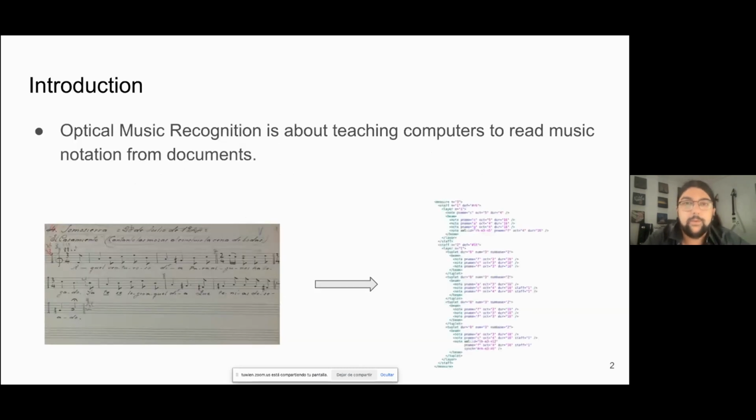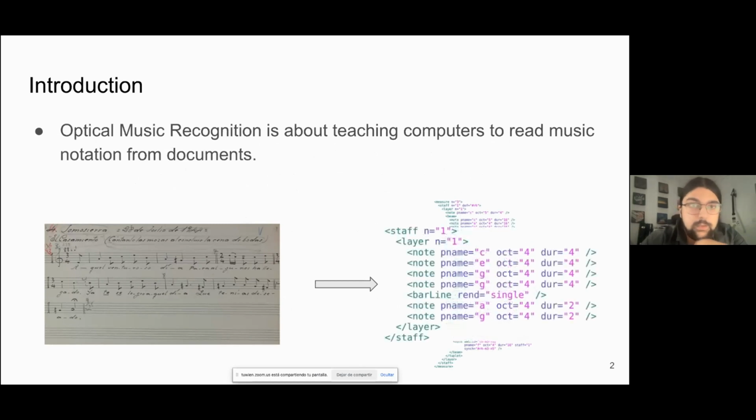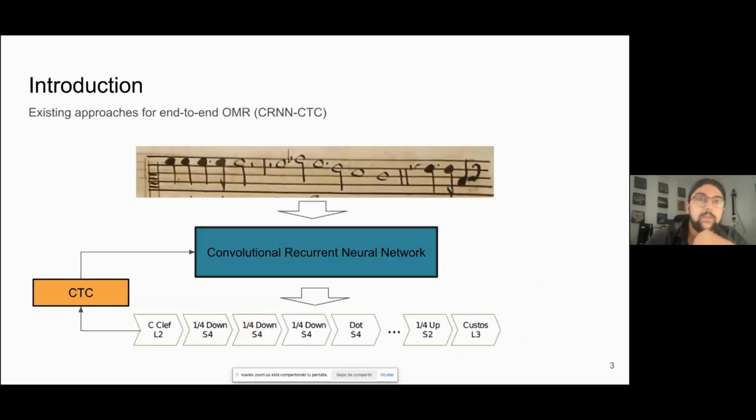As most of you may know, optical music recognition is the task that computers do for reading music notation from documents. So given an image of music, an algorithm decodes it into a digital representation. Like you can see in the example, given the image of the score, it's decoded into a simple readable representation that can be read in a computer.